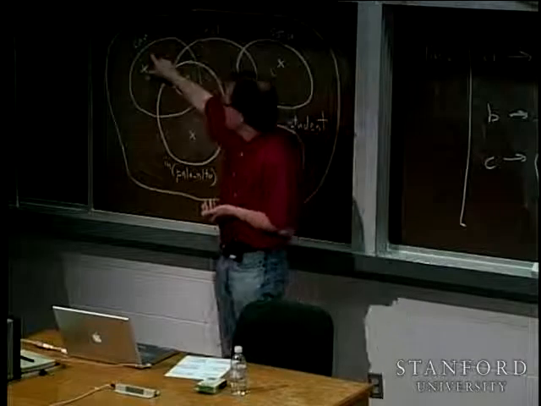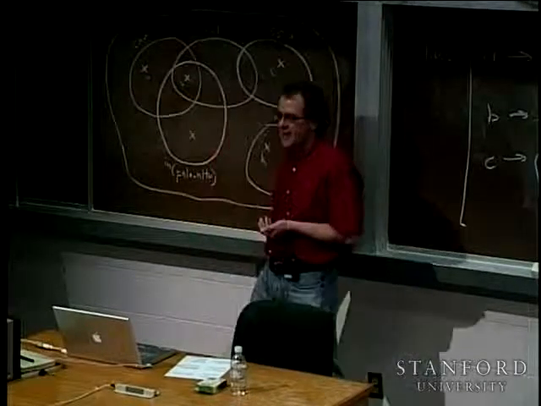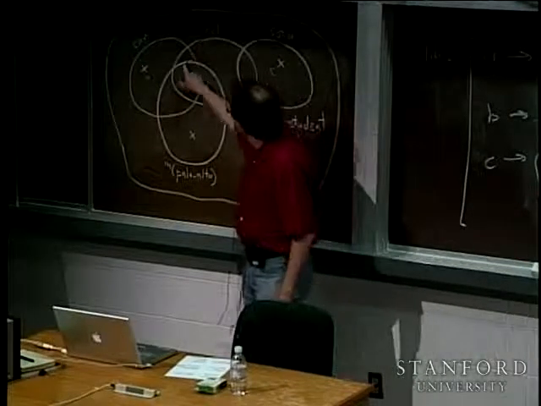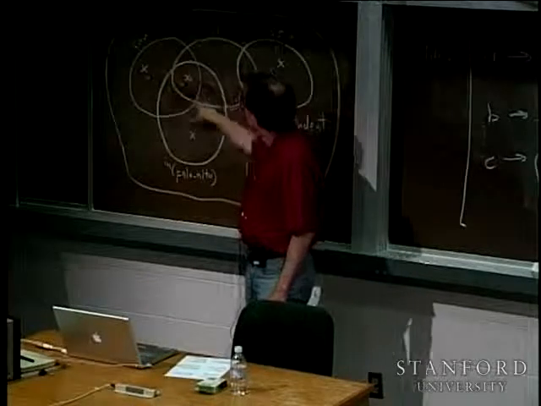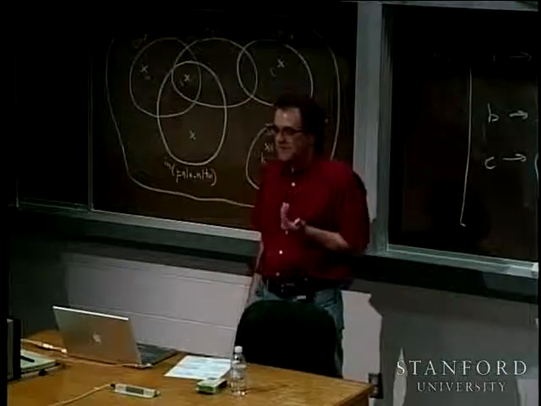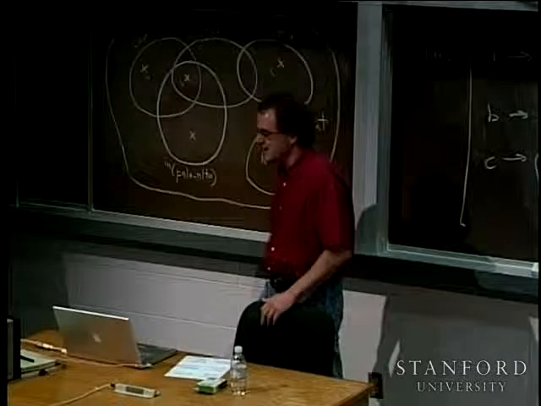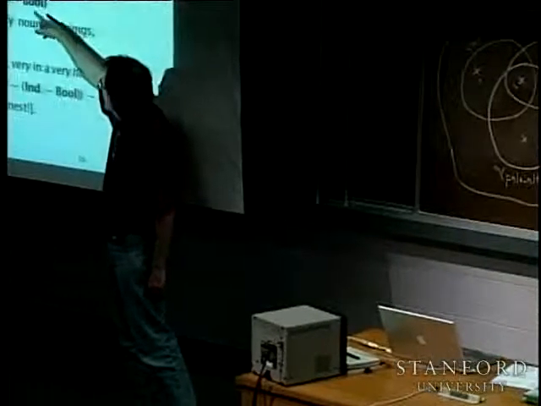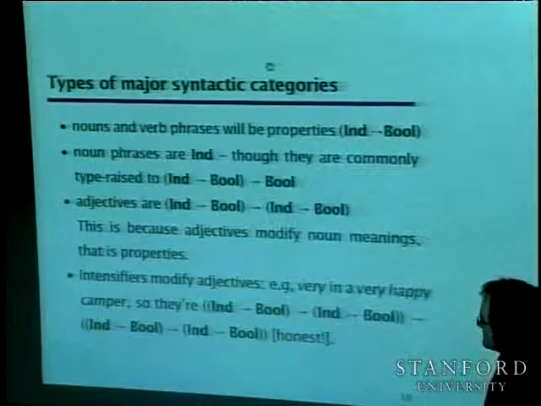Well, the meaning of car is a property. It's something from individuals to Boolean. And when we have a red car, that's also a property. So this set here is the set of red cars, and that's also a property. And so therefore, the meaning of red should be something that takes a property and returns a property. And so its type is what you see here. It takes a property, individual to Boolean, and returns another property.